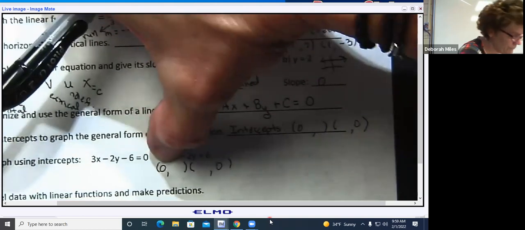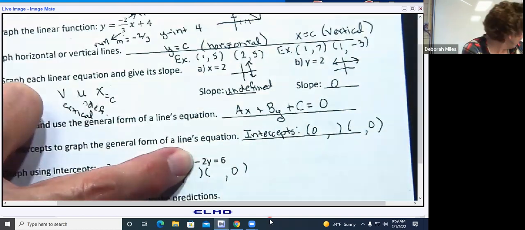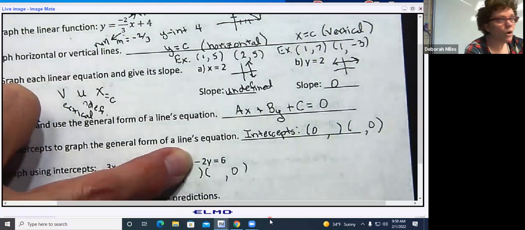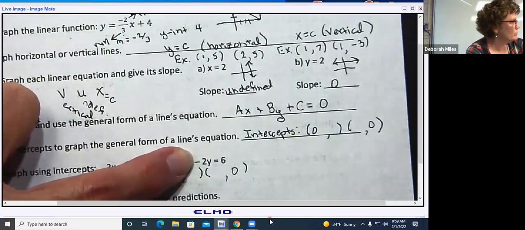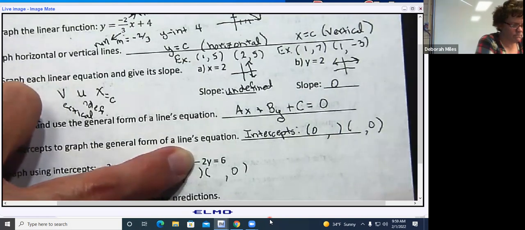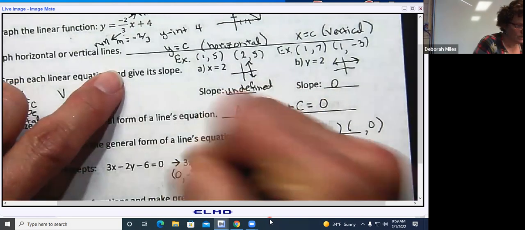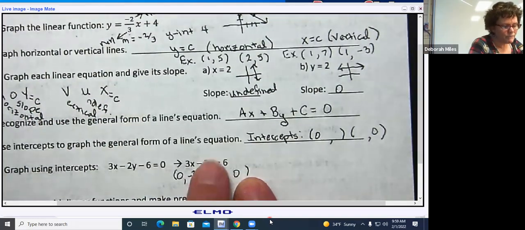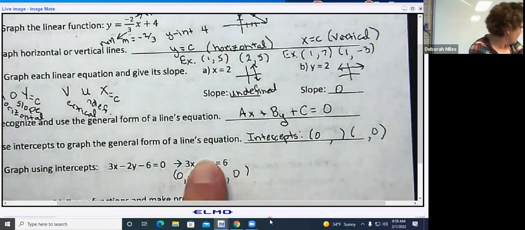Solve negative, what if I use this one? Solve negative 2y equals 6. If you let X be 0, what's Y going to be? Negative 3. And then the other ordered pair, you let Y be 0. If you let Y be 0, just cover it up. You have 3x is 6. So what is X? 2.